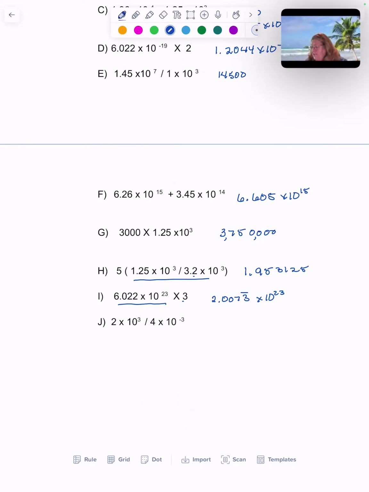We have a division. So remember, when you divide, you're actually subtracting our exponents. So we could have rewritten that as 2 divided by 4 times 10 to the 3 minus negative 3. But if you've got a calculator, it's just as easy to do it in a calculator. So 2 times 10 to the third divided by 4 times 10 to the negative 3. And we get 5.